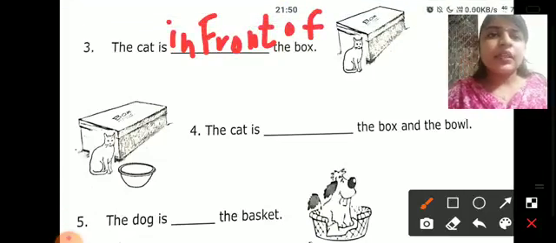Okay, children, the cat is in front of the box. Over. Write fast. Good.